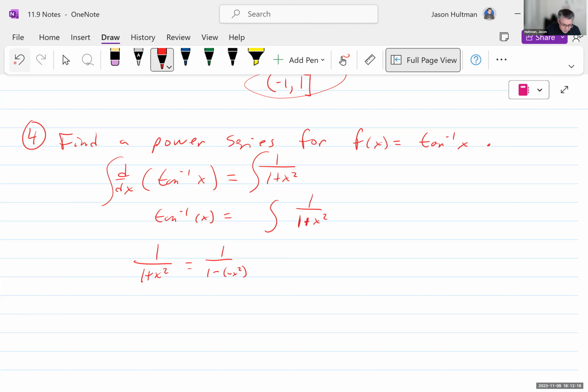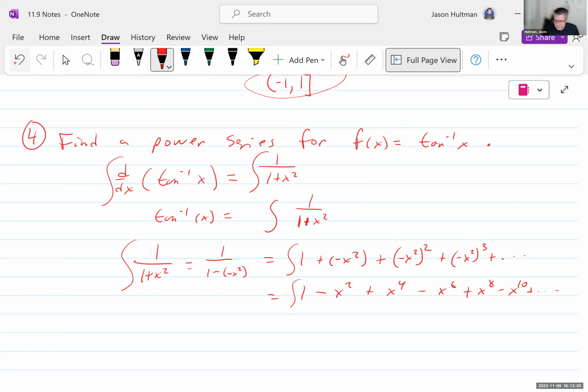And again, I don't want to have to do all of number 1 over again. But this is going to be equal to 1 plus negative x squared plus negative x squared squared plus negative x squared cubed plus dot dot dot, right? And we said that this was alternating: 1 minus x squared plus x to the 4th minus x to the 6th plus x to the 8th minus x to the 10th plus dot dot dot, right? And so what are we going to do to this thing? We are going to integrate it.